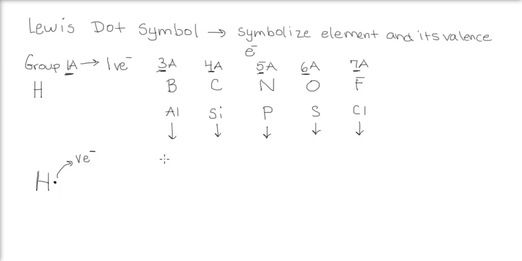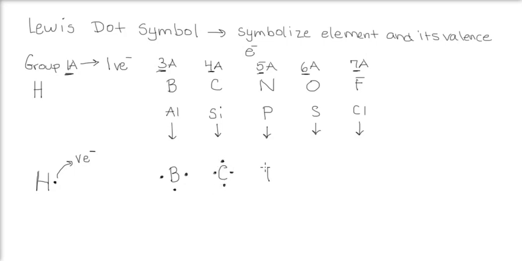For the element boron, we're going to want to spread these electrons out as best as possible. So we usually place 1 electron on each side of the element's symbol. For carbon, we're going to do the same thing. We're going to spread the electrons around, so 1 on each side.